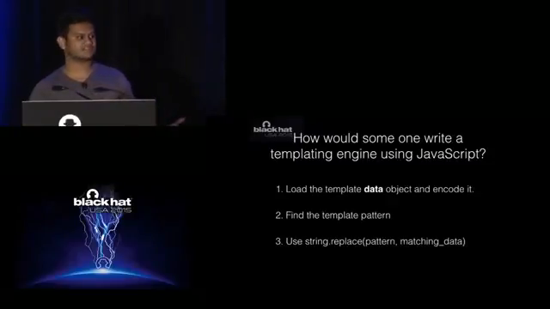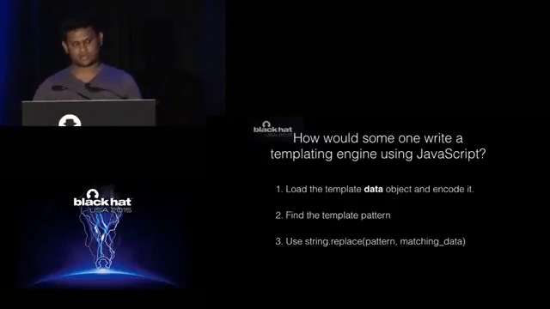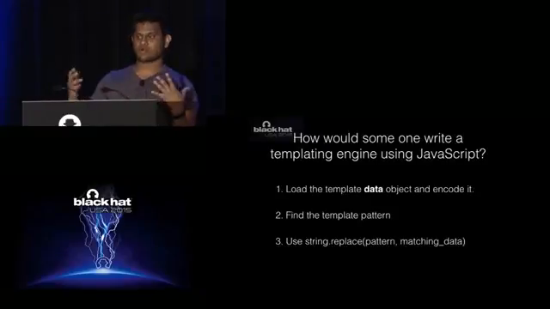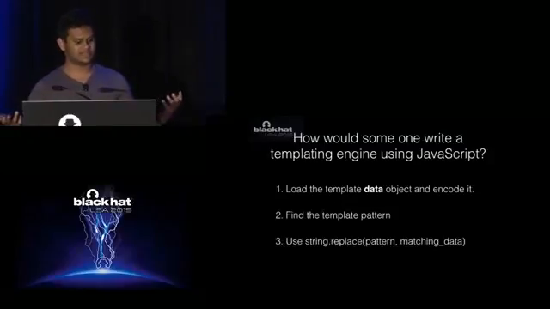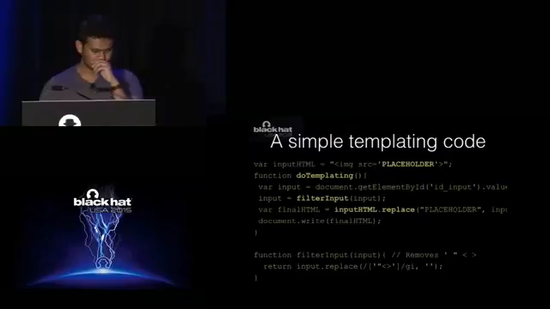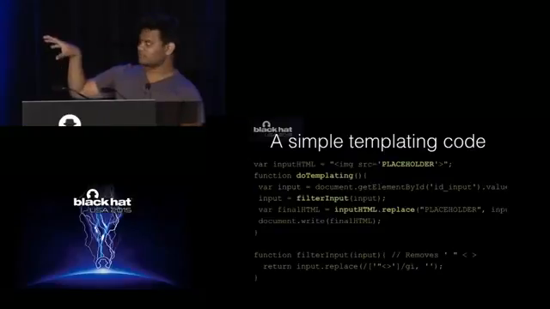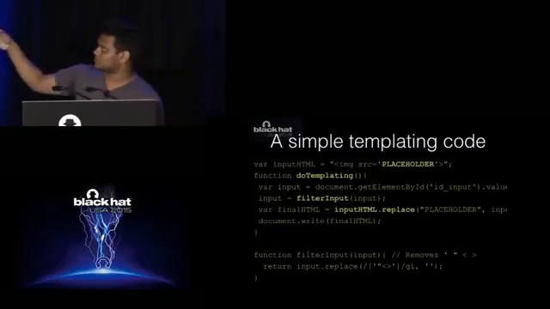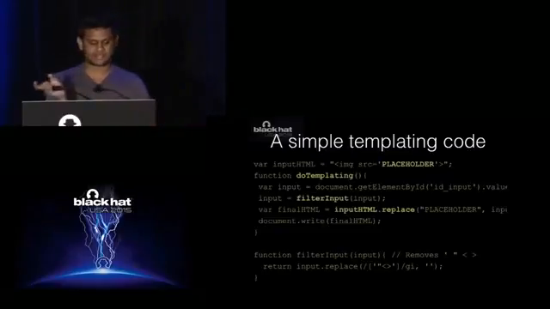If you are a templating engine developer trying to do that in JavaScript on the front end, the natural way would be to load the template data object, do all the filtering and encoding, then find your templating language's pattern, and do a simple string.replace of the pattern with the matching data. Here's a simple templating code which I'm going to talk about. Assume for the sake of this demo that the actual input HTML is the first line with the placeholder, which is the templating directive here. As a templating engine, this doTemplating is going to replace whenever I say placeholder with a certain value.